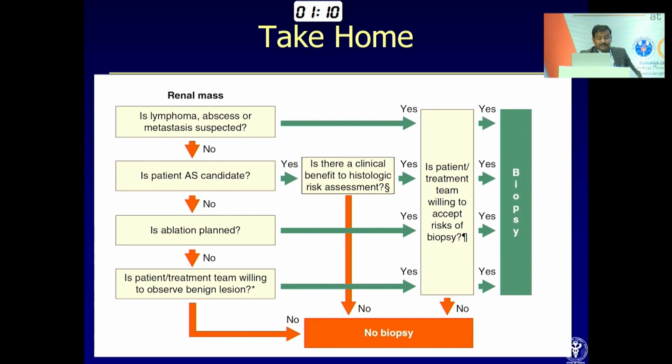And finally, if both the patient and the surgeon are willing to observe if the biopsy tells it is a benign lesion, knowing pretty well that the non-diagnostic rate of renal biopsy is up to 20%, are both the surgeon and patient ready to take that risk if it comes back benign on the histopathology of a biopsy? If they are ready to take that risk, then you do a biopsy. If they are not willing to take that risk, and if it comes back benign and they are still going ahead with surgery, then there is no indication to do a biopsy.